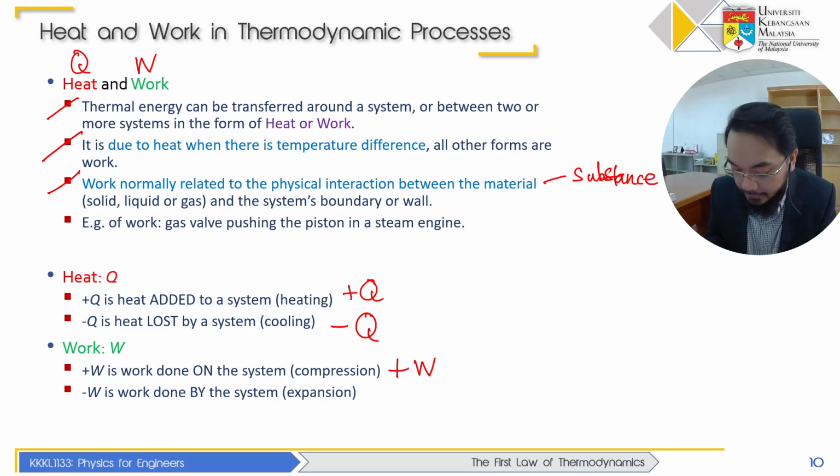W is negative if work is done by the system. So if you heat up the system and increase the temperature, the gas inside the piston, for example, will expand and push the piston out. So the system itself is doing work in pushing the piston. That means some energy is lost by the system. Therefore, W is negative in that case.